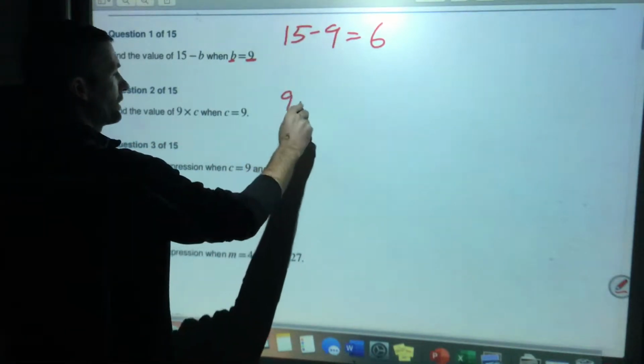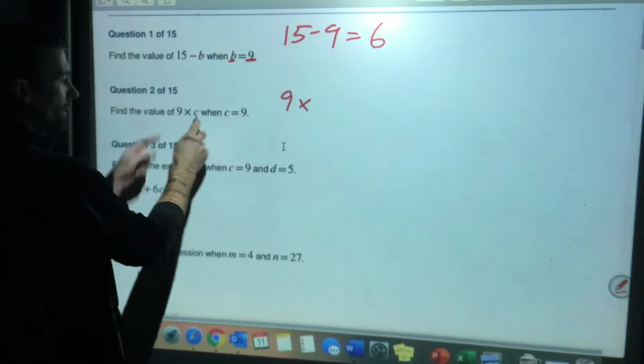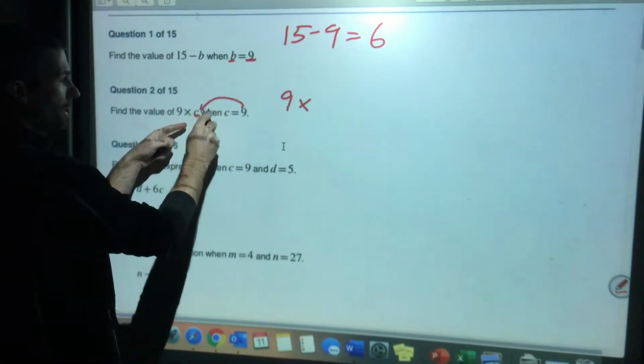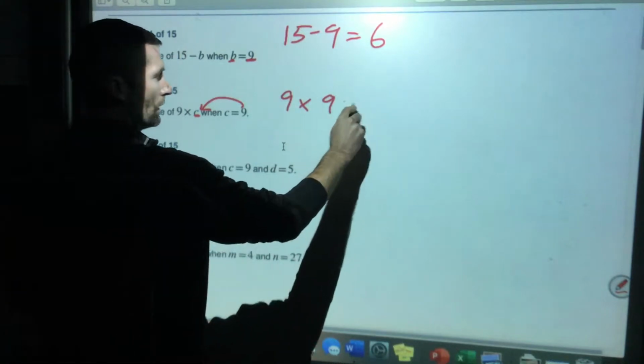9 times c when c is 9. So I can take c out of it and I can plug 9 in. So 9 times 9 is 81.